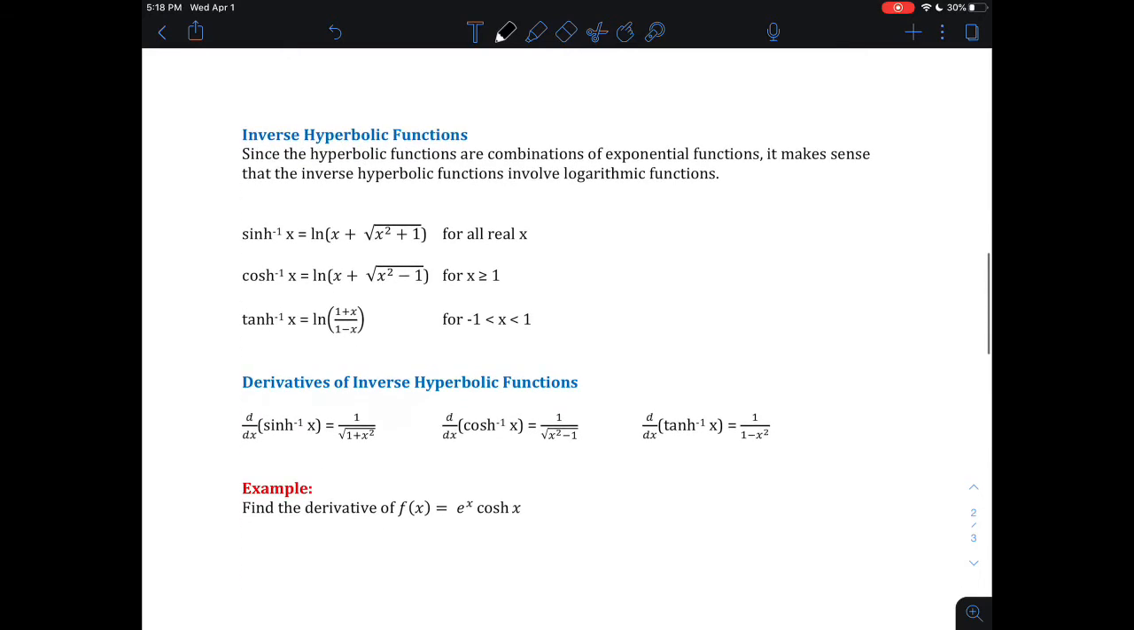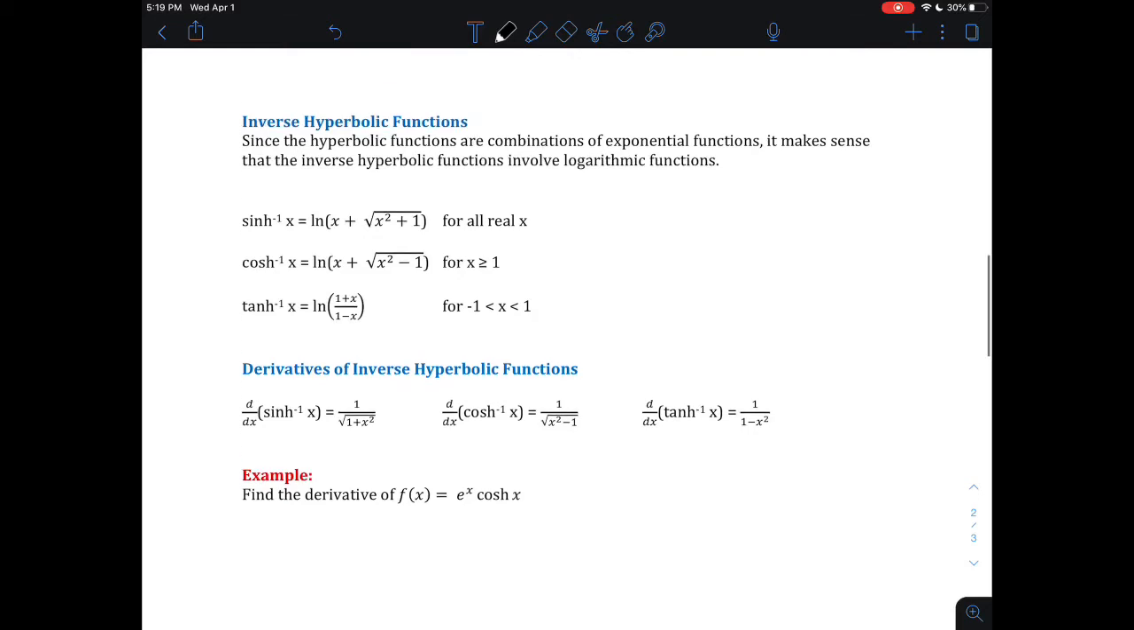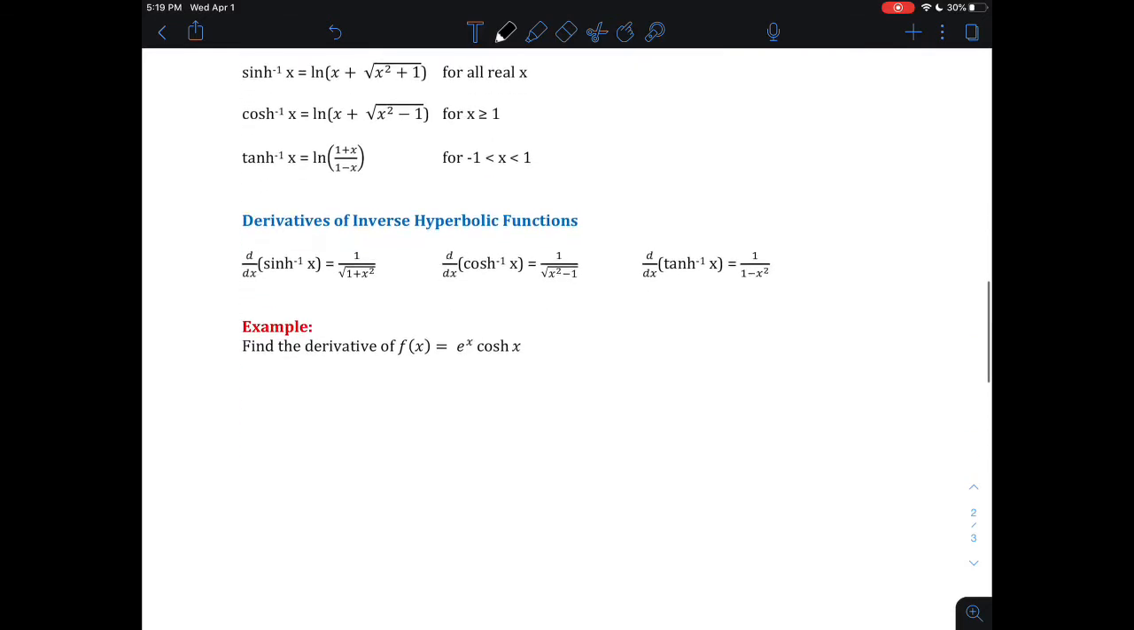And then using those definitions for the inverse, we can obviously find their derivatives just by thinking of the derivative of the natural log function and then the chain rule. And so we have the derivatives of those three inverse hyperbolic functions written right below. So again, we don't need to memorize all of those things, but they're gathered here in this video for your reference. Let's just look at one example to see how these derivatives work.